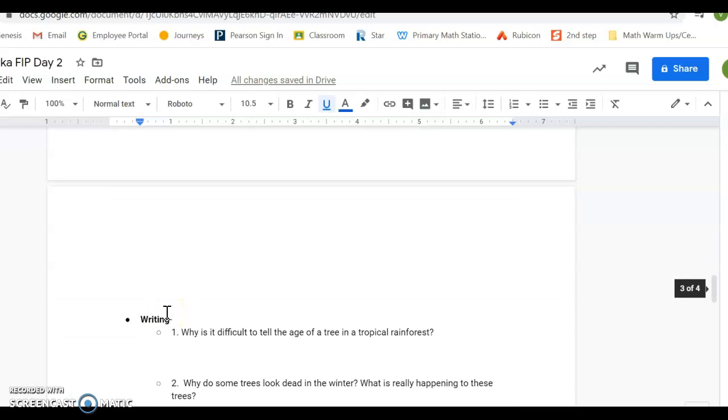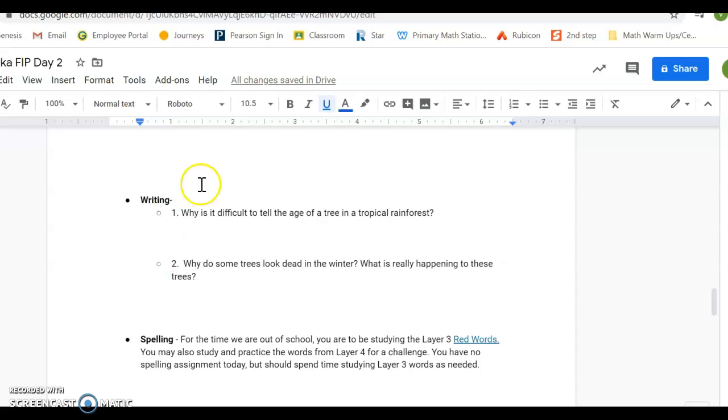After you go through and do the different labels, there's a writing prompt. These two questions are right out of your book. They're following the story. It says, why is it difficult to tell the age of a tree in a tropical rainforest? I would start off by restating my question, saying something along the lines of, it is difficult to tell the age of a tree in a tropical rainforest because, and then I could look back in my text to find the answer.